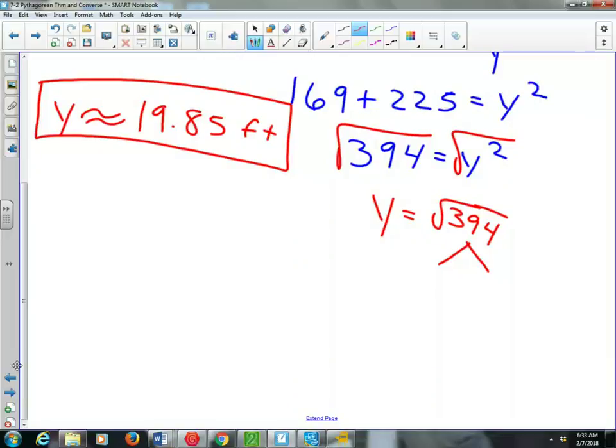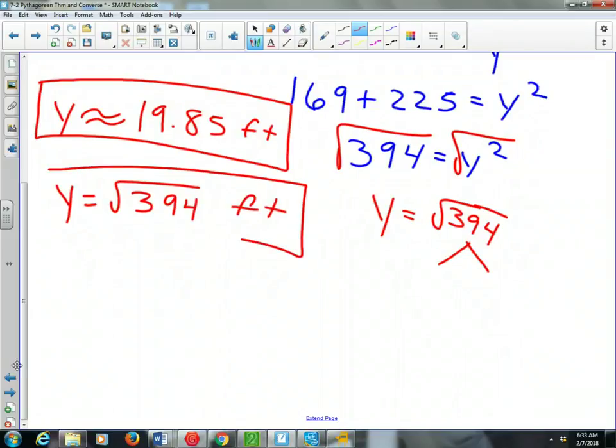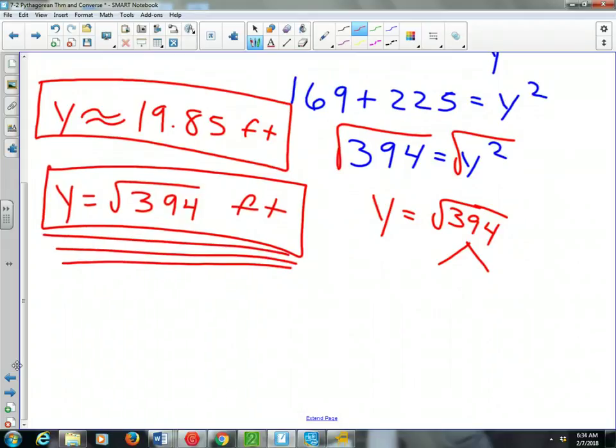However, there is no perfect square that goes into 394. So we're just going to leave it as the square root of 394. Y equals the square root of 394 feet. So the second one right here, this answer right here, that's the exact value. The 19.85 is the approximate value.